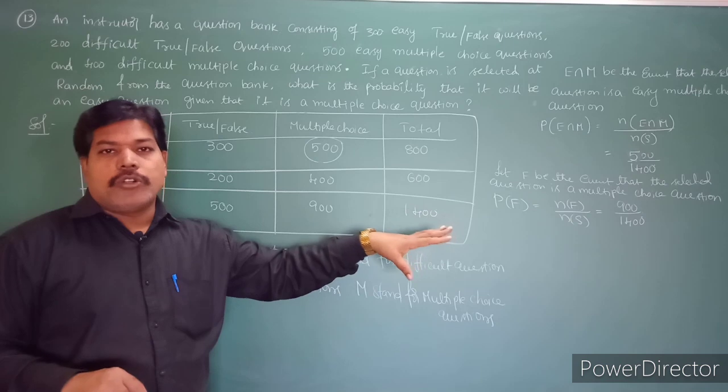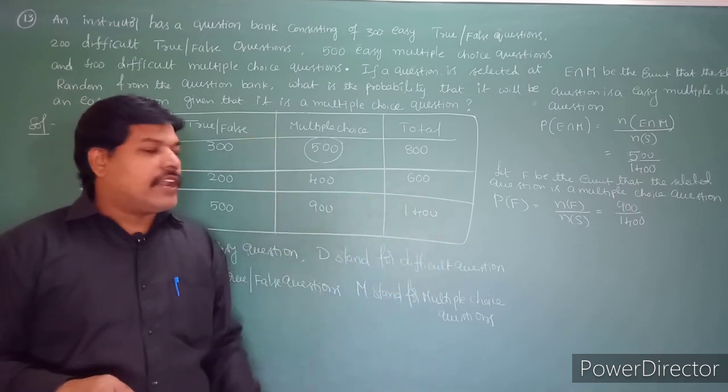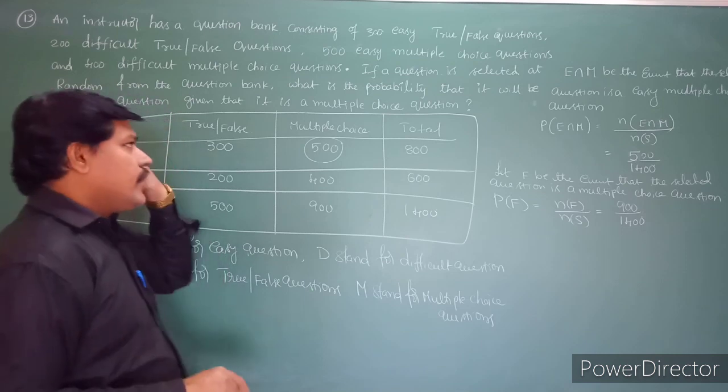What is the probability of getting a multiple choice question? 900 C1 by 1400 C1, so that is 900 by 1400. But what is the question? Therefore, what is the question?